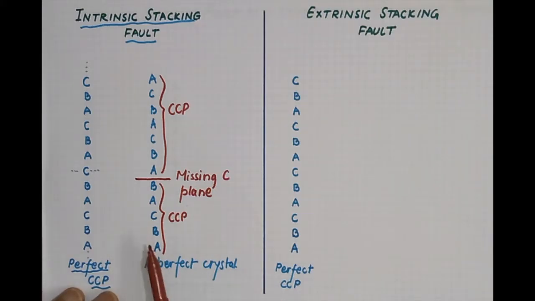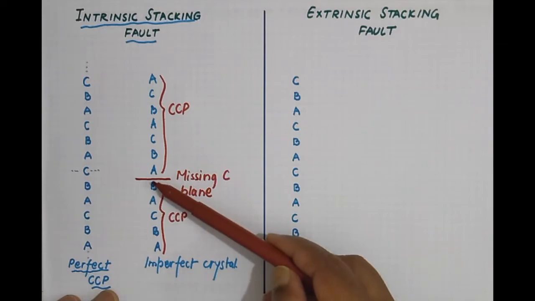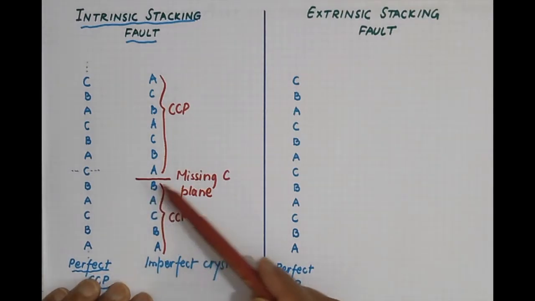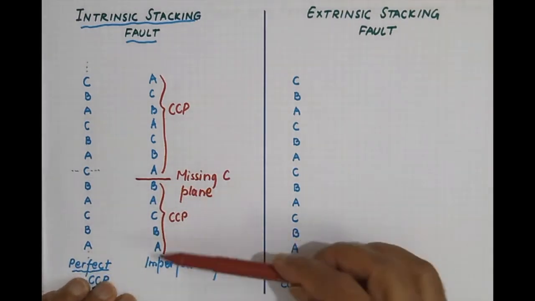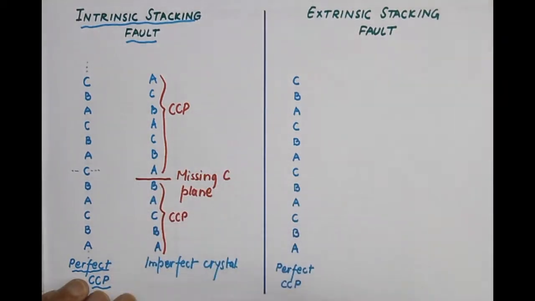However, if I cross the plane, I don't get the stacking sequence which I should see in the perfect crystal. So I have ABC, AB, there is a problem there. C is missing. So I have created an intrinsic stacking fault. It's called intrinsic because the missing C plane is not an atomic plane, and on either side the crystals are perfect right up to the fault plane.